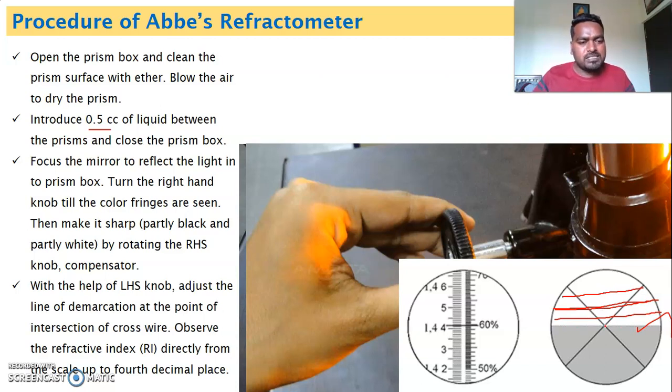This adjustment depends on the refractive index of the given liquid. If you adjust, then by using the scale we can measure the refractive index exactly up to the fourth decimal. So this is how we can calculate the refractive index of a liquid. Dear student, the refractive index is very simple, and we can calculate it with the help of the Abbe refractometer.